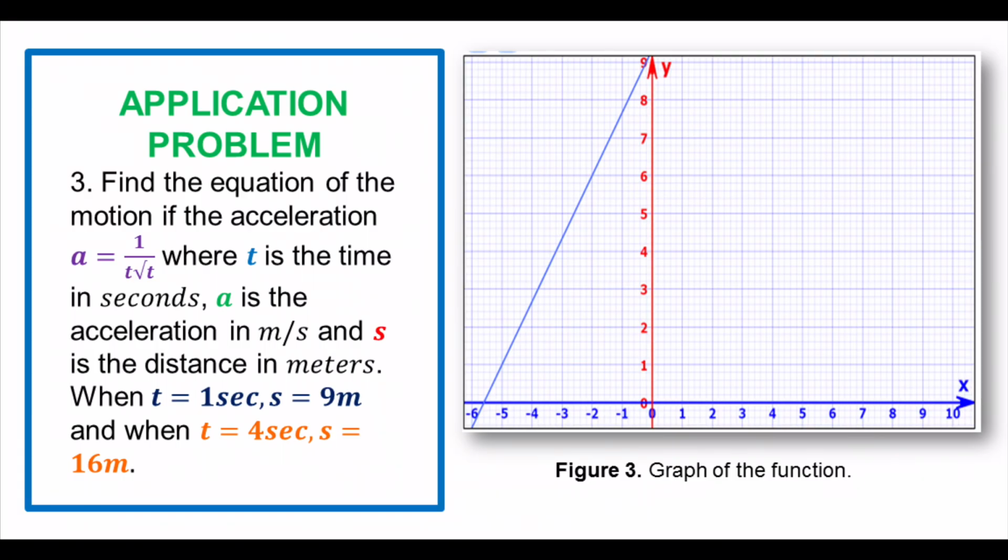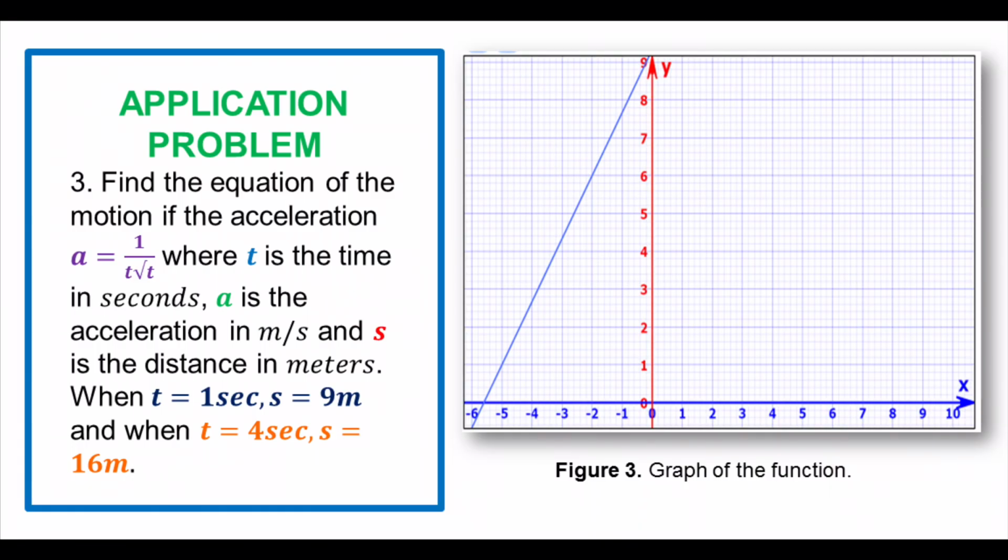So, we have an equation here, or a legend saying when t is equal to 1 second, yung s daw is 9 meters. And when t is equal to 4 seconds, s is equal to 16 seconds. We will be using that condition later on as soon as we are going through the solution.